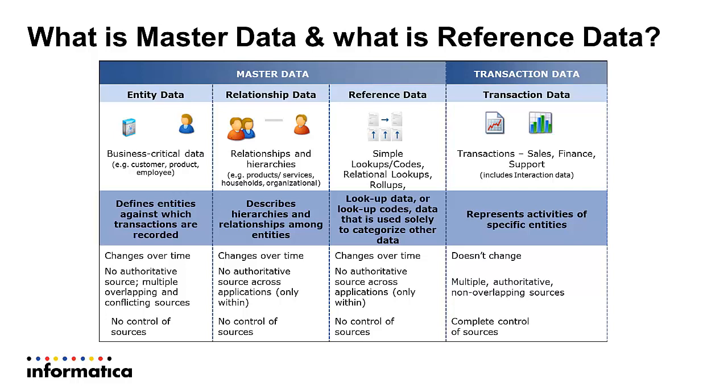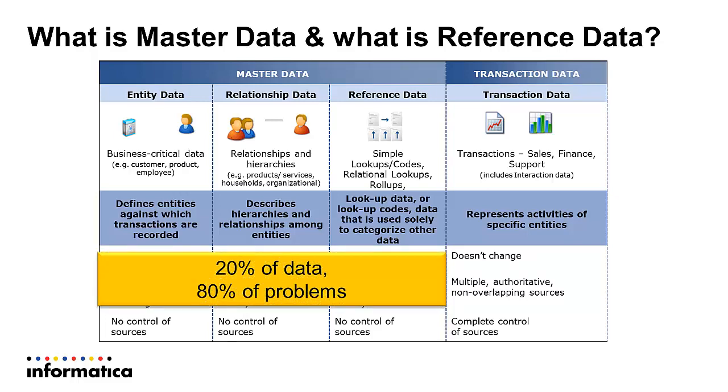Master data comprises really three components: entity data, so people and products; relationship data, the relationships between those people and products and other entities; and then reference data. And interestingly, reference data can actually have relationship data as well, such as subtypes or roll-ups.